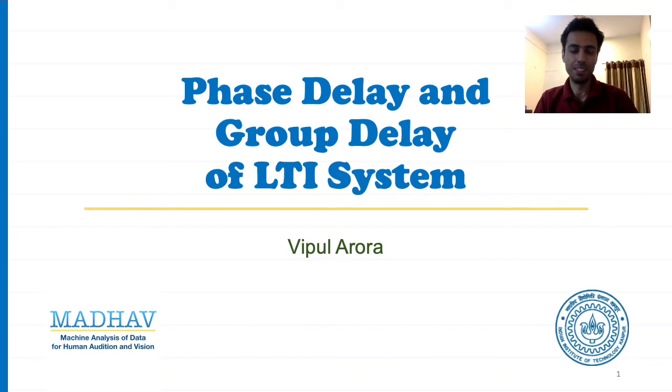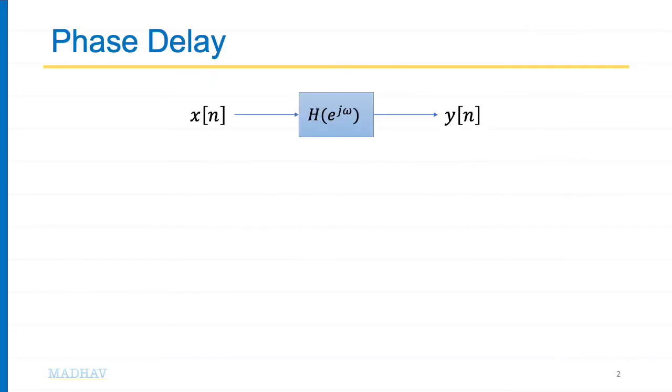Welcome. In this video, we are going to discuss phase delay and group delay of LTI systems. So, what is phase delay? We all know what an LTI system is. Basically, it is a system which can be represented or characterized by an impulse response or a frequency response.